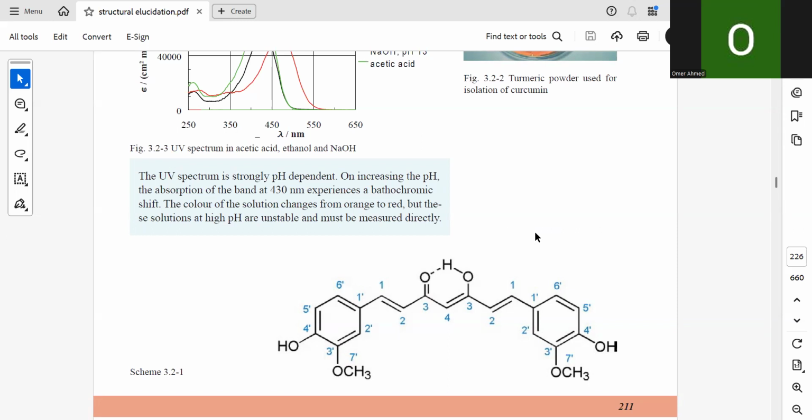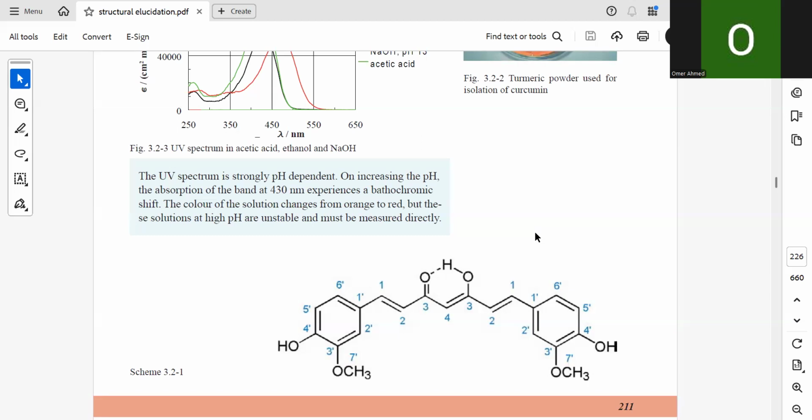We will study today the curcumin compound. Curcumin has multifunctional activity and is a very important compound to treat many diseases. Curcumin belongs to the diarylheptanoids. This kind of compound we call curcuminoids.